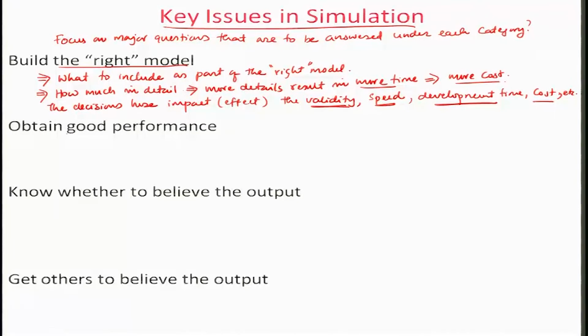Second one is obtain good performance. This is the second aspect of it. Obtain a good performance, which means the output of the simulation model should be usable. That is one part.